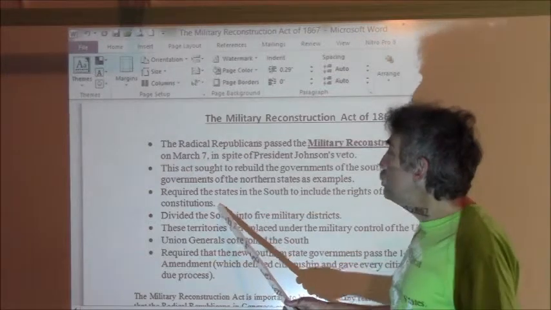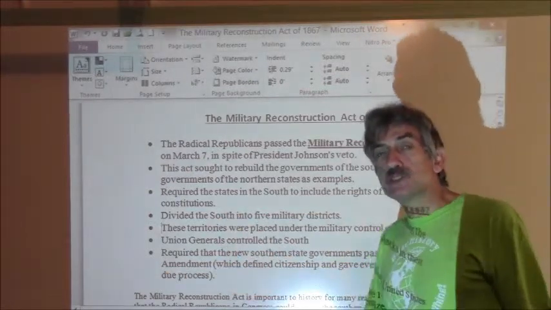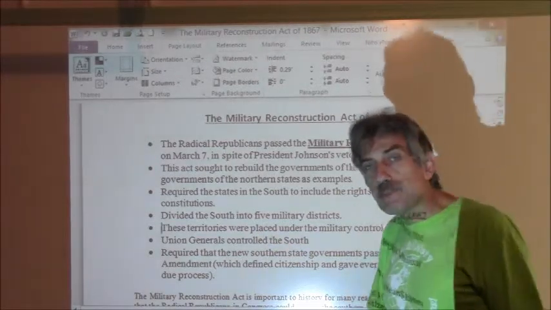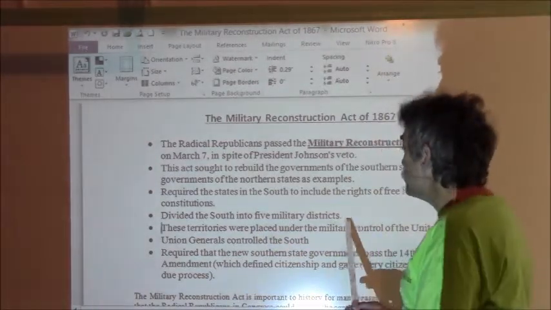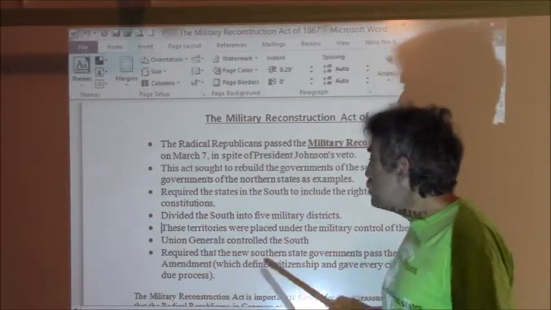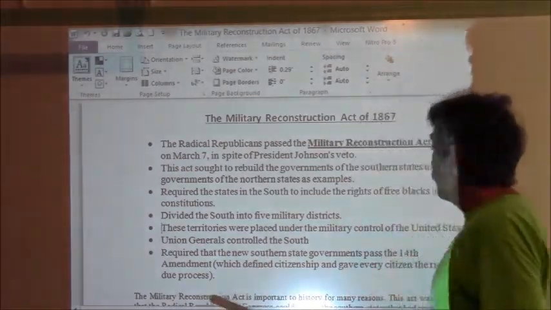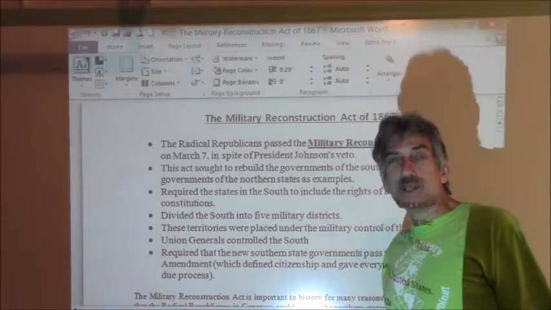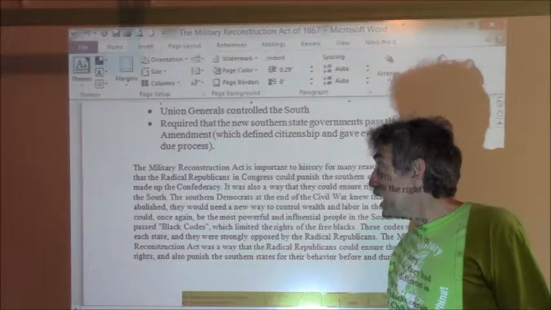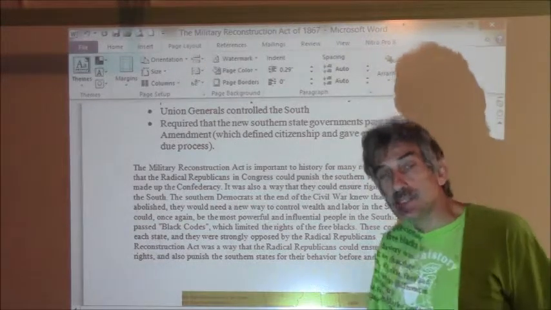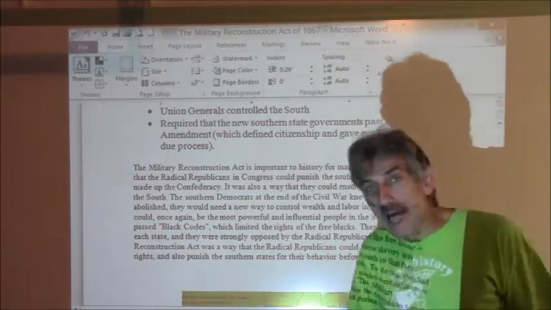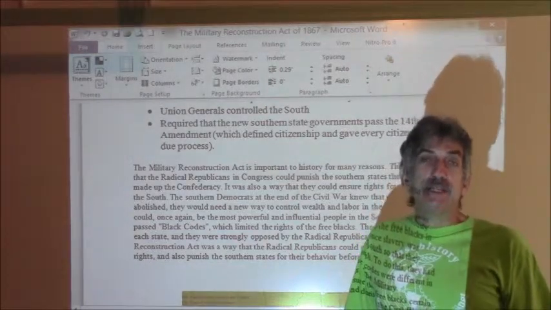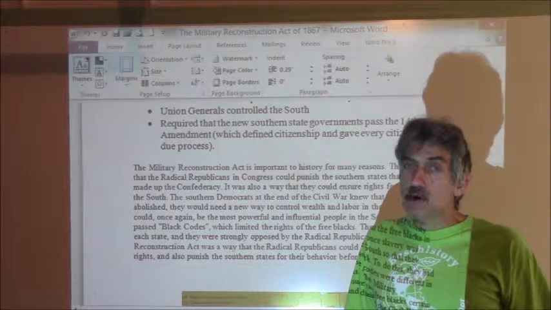They had to include statements about the rights of the freed blacks. They had to accept, certainly, the Civil Rights Act. They had to accept the 14th Amendment. 5 military districts, as I said. Union generals controlled them. And you can understand how annoying and how difficult this is going to be for the South to accept. They're going to pass a series of laws and rules called black codes in which they try to get around these regulations. And Johnson is really going to fight with Congress over this.